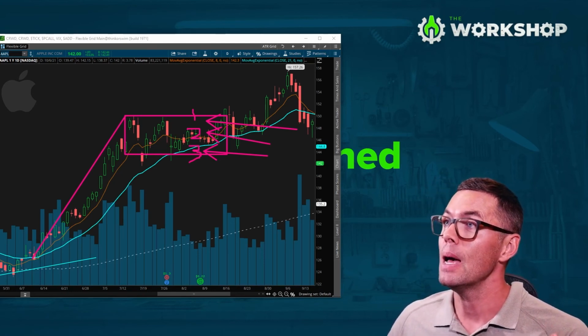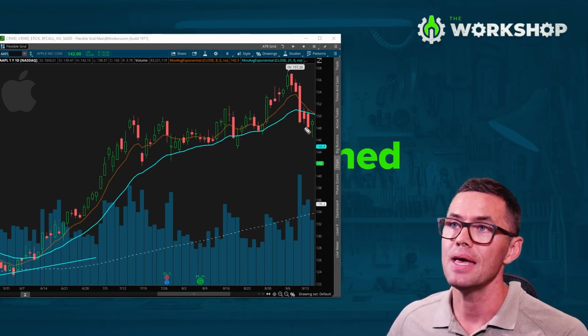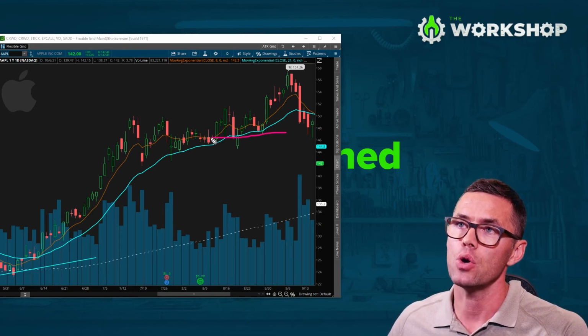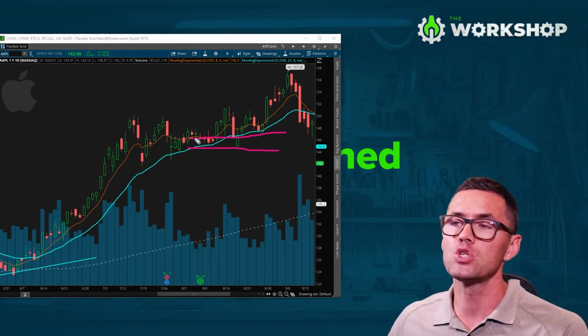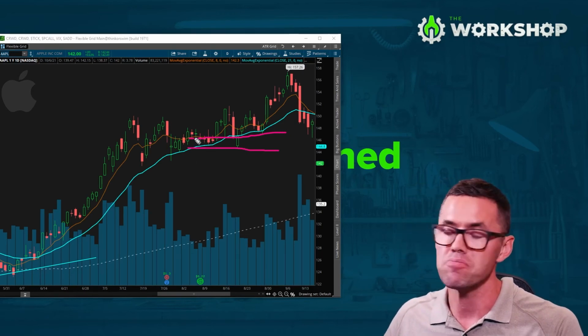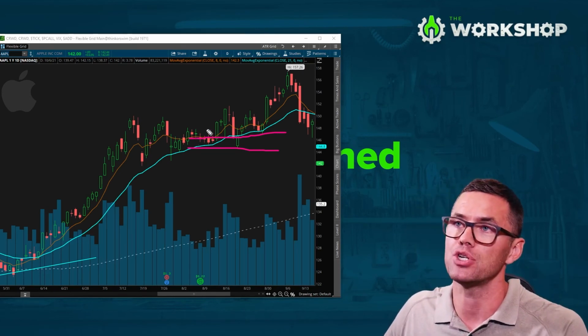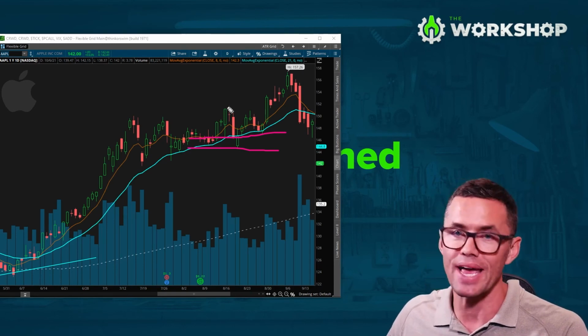For me, my situation, who I am, this right here is my buy zone. Here's the 8, here's the 21. When it's between the 8 and 21 EMA, I'm good. When it's above it, I don't like it as much. When it's way above it, I really don't like it as much.